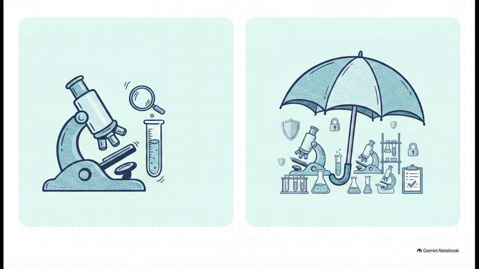Quality control, or QC, is super specific. It monitors the testing process itself and uses control materials just to detect analytical problems. But quality assurance, QA, is the whole shebang. It covers the entire system from the moment a test is ordered to the moment the result is delivered. Basically, QA is designed to prevent errors from happening in the first place, and QC is actually just one small piece of that much larger QA puzzle.